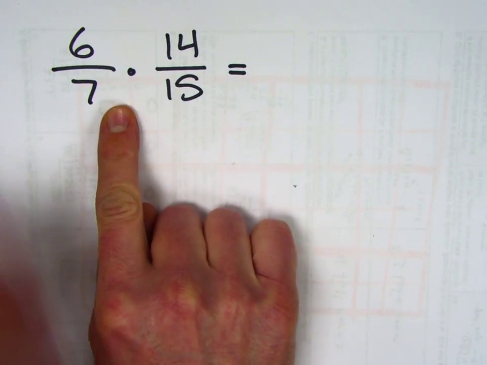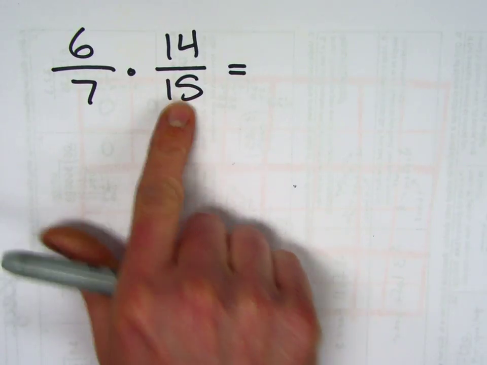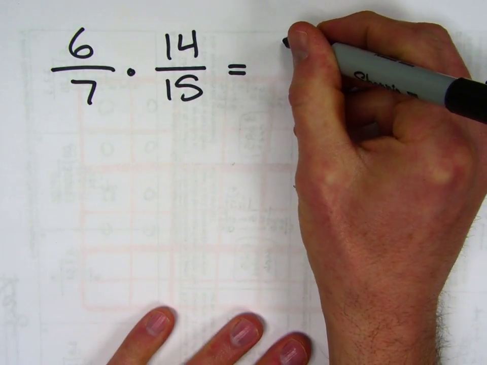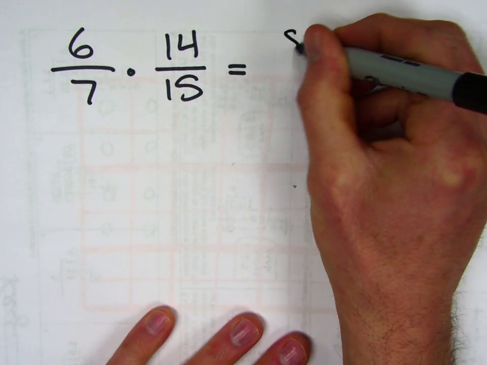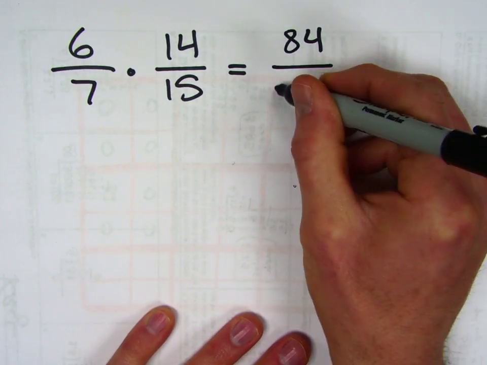And here is a real simple fraction problem. Students have been taught to multiply fractions. When we multiply fractions, of course, you don't need a common denominator. You just multiply straight across. So 6 times 14 is 84. And 7 times 15 is 105.